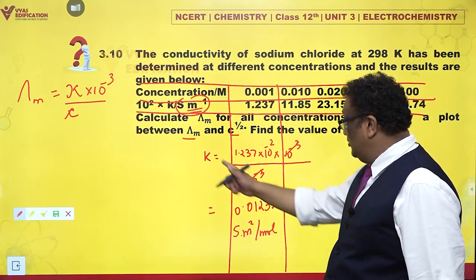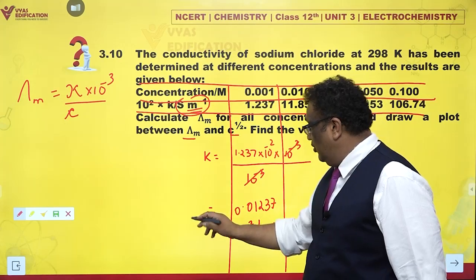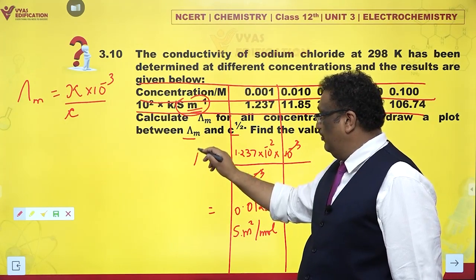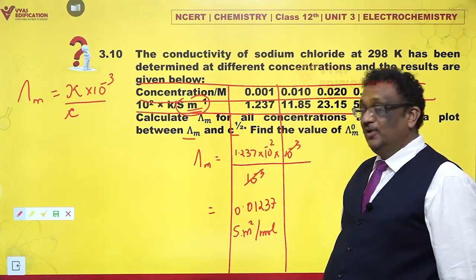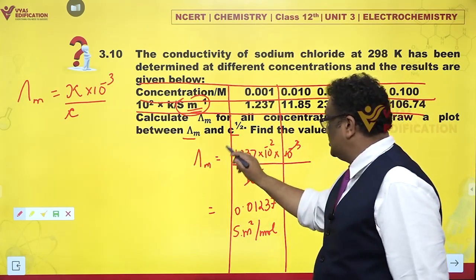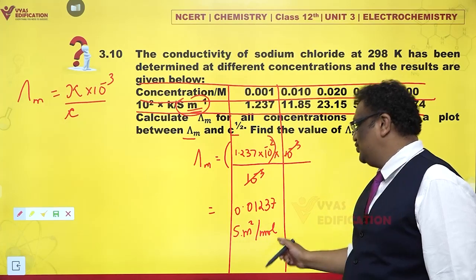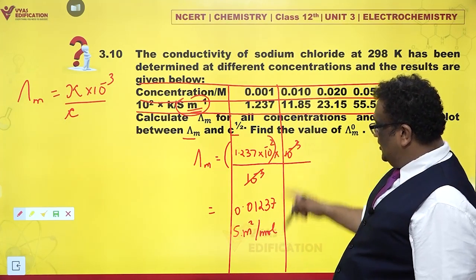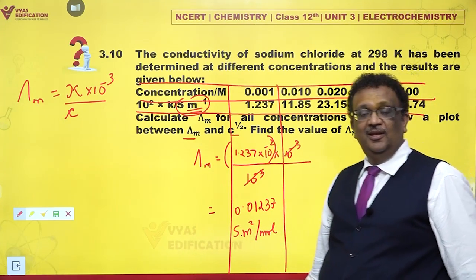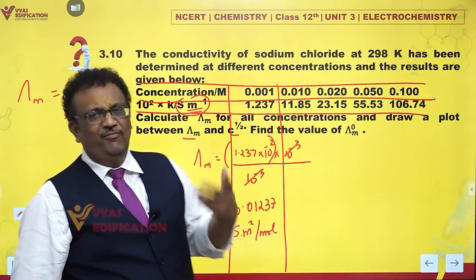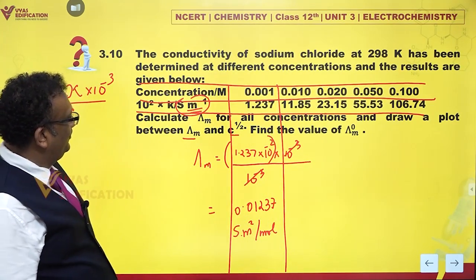And actually this is not the value of kappa. What we have calculated here is the value of lambda m, which is kappa multiplied by 10 raised to minus 3 upon C, and it is this much. Is it the first value? Yes. What about second, third, fourth? We'll work out each of them one by one.